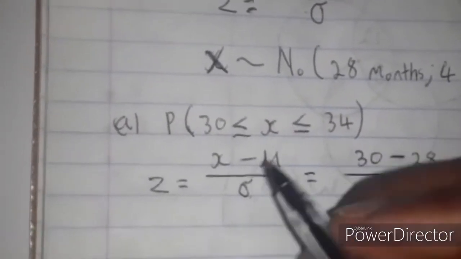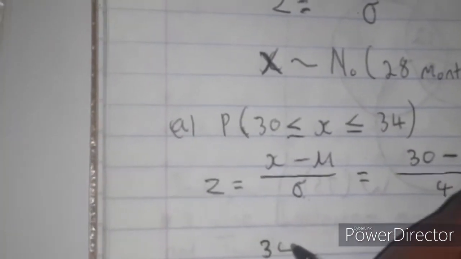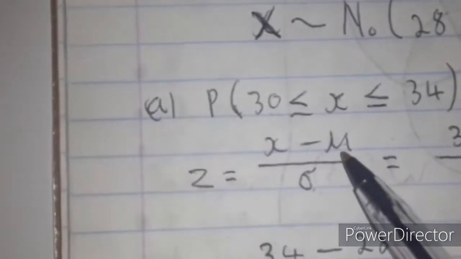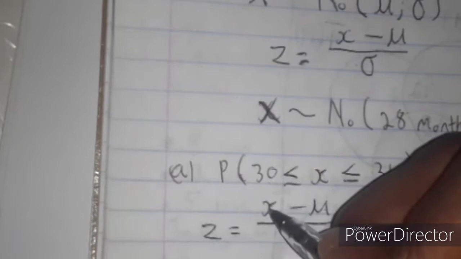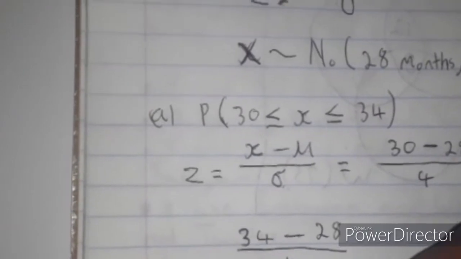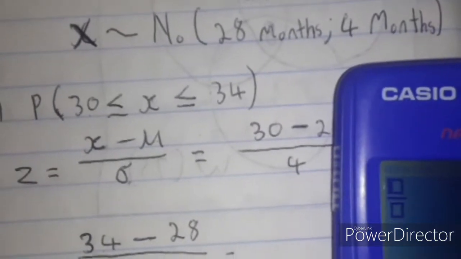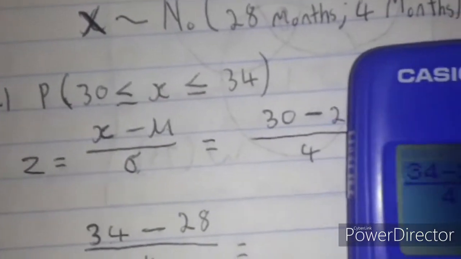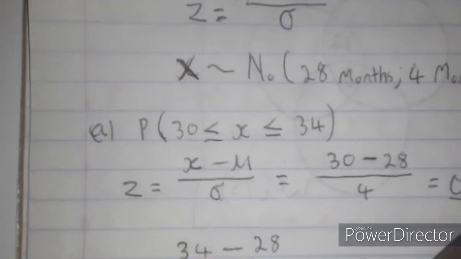Now let's go to 34. We're also substituting in the formula. 34 minus mu, which is 28. Mu doesn't change, only the x changes. Now the standard deviation is 4, so the z value is 34 minus 28 over 4, which is equal to 1.5. So z is 1.5.